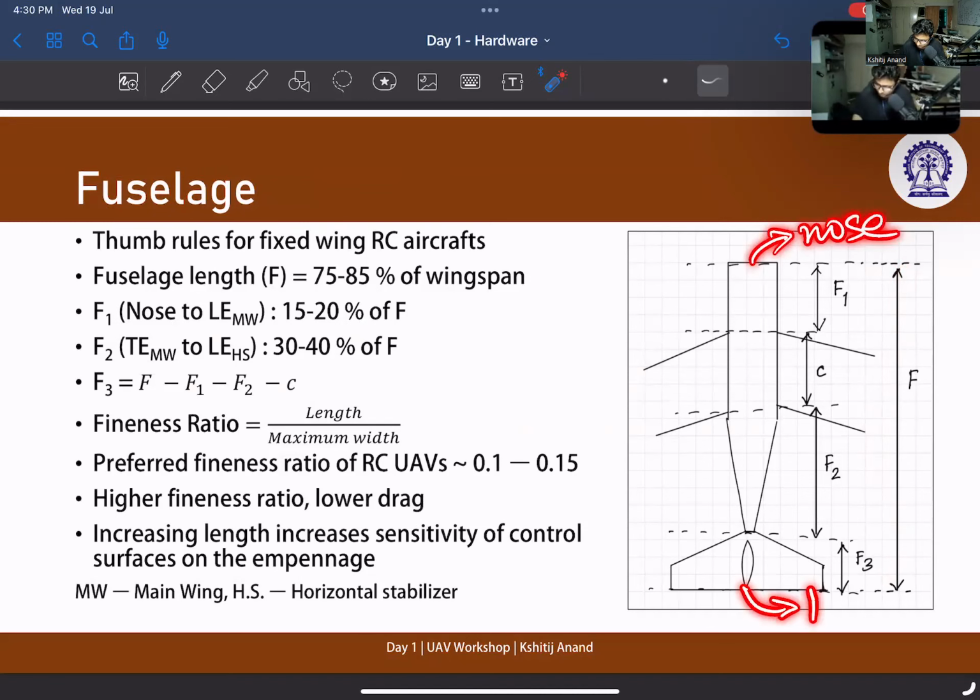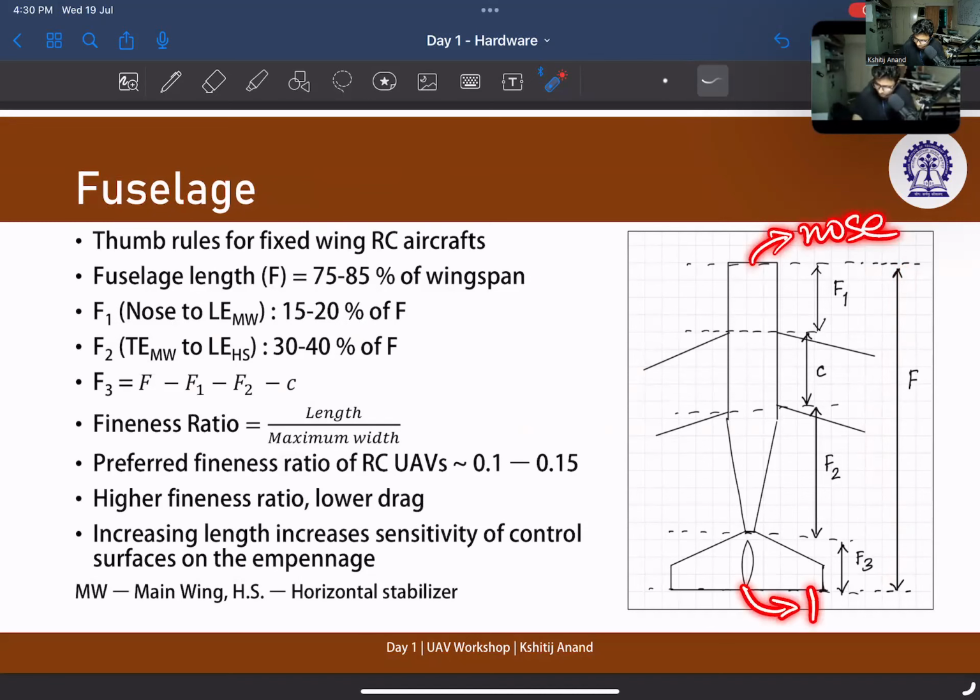And you can divide the whole fuselage into three sections. This is the leading edge of the main wing. As you can see, leading edge MW means main wing, and leading edge HS means leading edge of the horizontal stabilizer. This part is called the horizontal stabilizer. I'll just give you a clearer view. Oh, sorry, pardon me, that was wrong. This part is the horizontal stabilizer. I'm very sorry for the mistake.